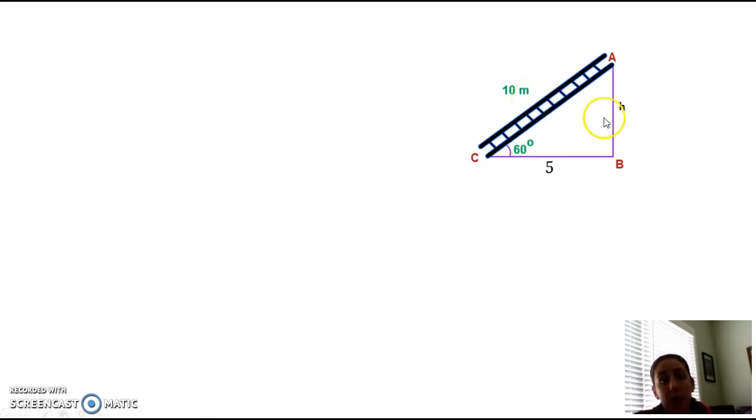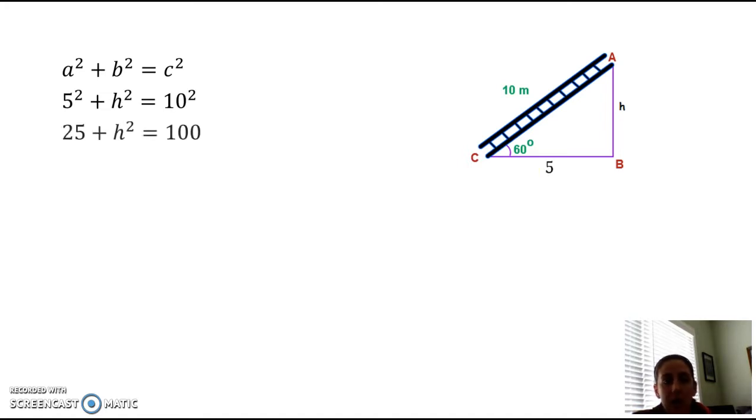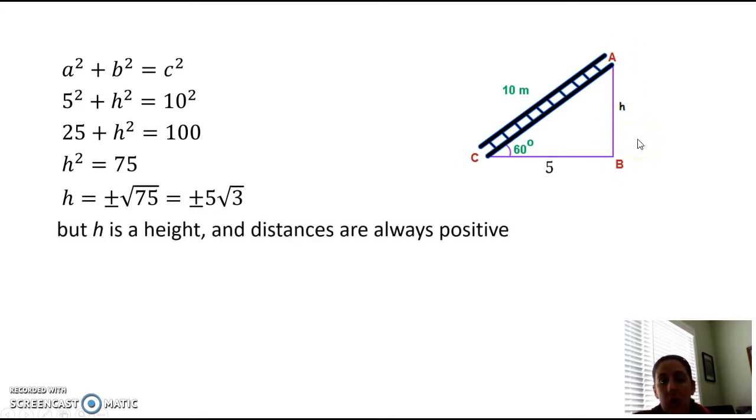Or we can use the Pythagorean theorem now that we have this leg. We know a squared plus b squared equals c squared. So 5 squared plus h squared equals 10 squared, and we can solve for h. We get that h squared is 75, so we take plus or minus the square root of both sides. When we simplify the square root of 75, it's 5 root 3. But again, this is a height, which is a length, and those are always positive. So this height is exactly 5 square root of 3 meters, which rounds to the second decimal place to about 8.66 meters.